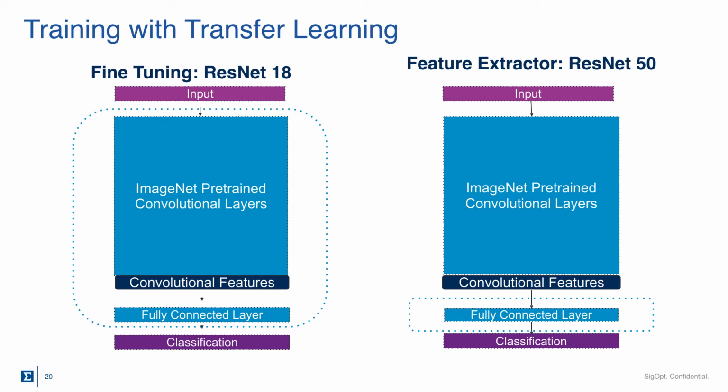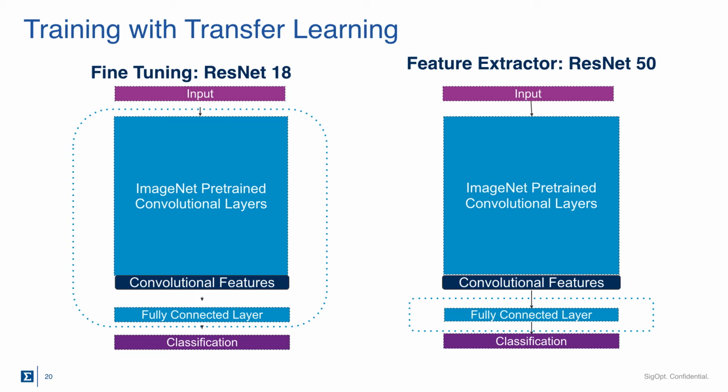So looking at how transfer learning is going to work for us, we're going to use fine-tuning and feature extraction as our two techniques. For fine-tuning, we're going to use ResNet 18, and for feature extraction, we're going to use ResNet 50. Deeper networks are typically better for feature extraction, which is why we went with ResNet 50 for feature extraction, and we went with a shallower network to stay on a specific GPU for fine-tuning.